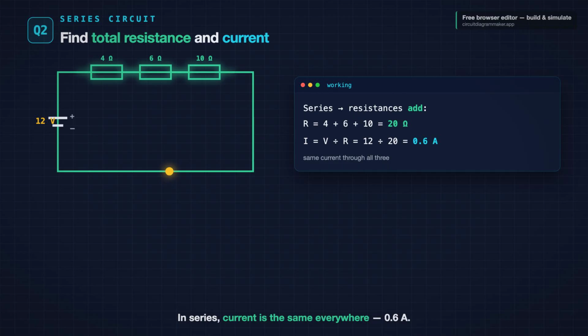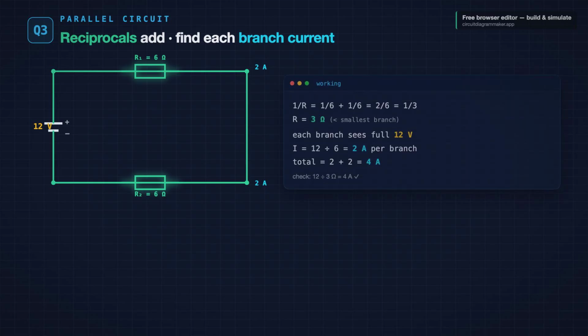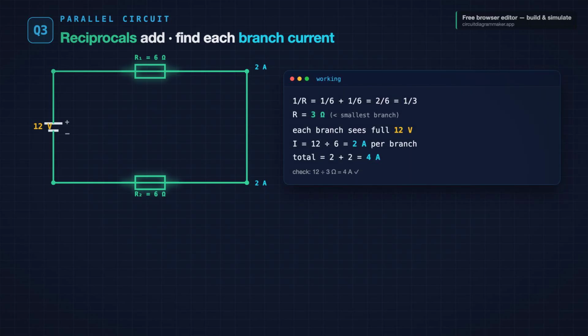Question 3, the one that catches people out, a parallel circuit. 2 resistors, both 6 ohms, connected across the same 12-volt supply. Find the total resistance, then the current in each branch. For parallel, you add the reciprocals. 1 over R total equals 1 over R1 plus 1 over R2, 1 over 6 plus 1 over 6, which is 2 over 6, or 1 over 3. Flip it back, and the total resistance is 3 ohms.